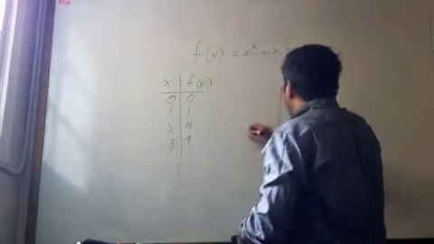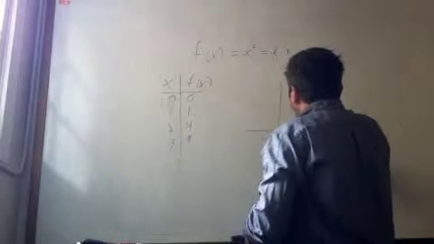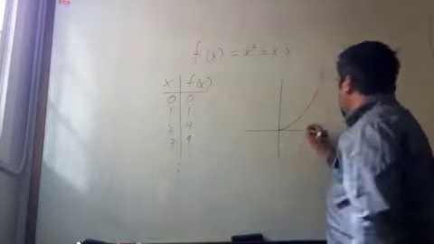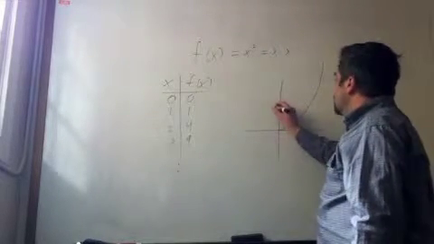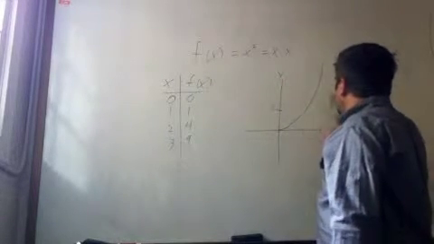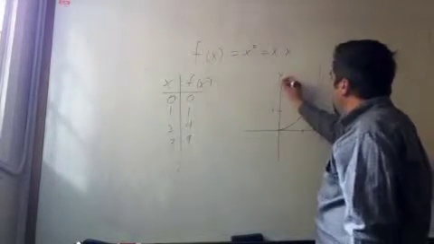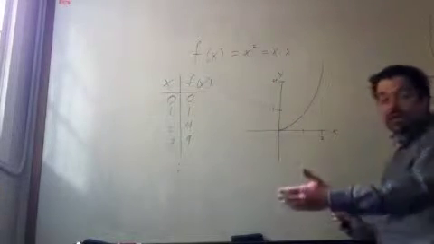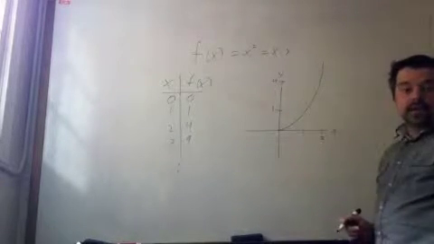So what the graph looks like is this. When I'm at 1, I'm still at 1 on my y-axis, but by the time I get to 2, I'm all the way up to 4. So this actually has some curve to it. It is not a straight line.